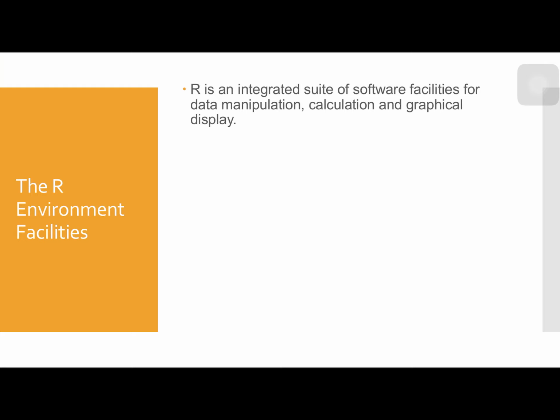Now let us understand what we mean by R environment and what the facilities are. R environment consists of two components. First is R software itself and second is R Studio. And these two components together form the R environment. This suite of software facilities is used for data manipulation and further calculation and to display the data graphically.